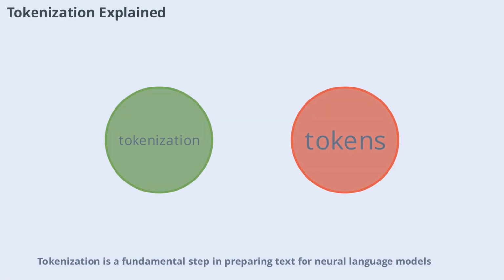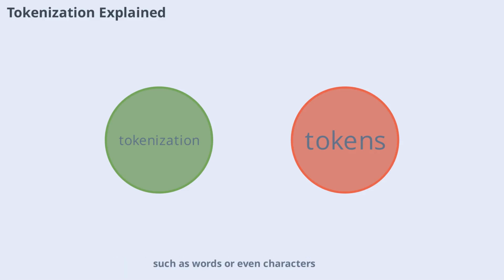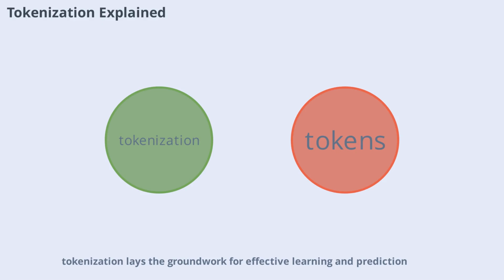Tokenization is a fundamental step in preparing text for neural language models. It involves splitting sentences into smaller pieces, such as words or even characters. These tokens are then mapped to numerical values, allowing the model to process them mathematically. Tokenization helps the model understand the structure of language and manage large vocabularies efficiently. By breaking down text into manageable parts, tokenization lays the groundwork for effective learning and prediction.